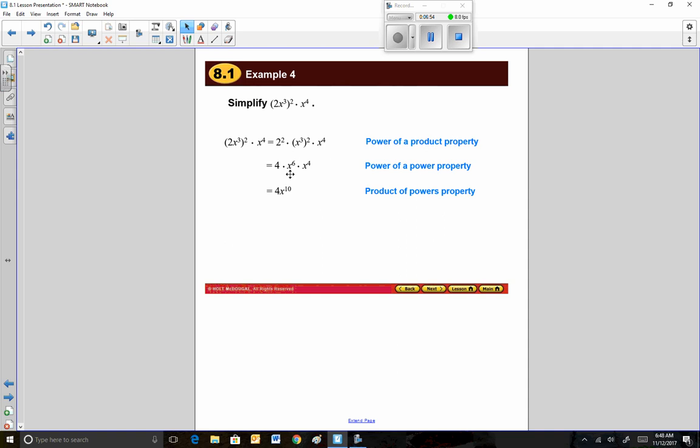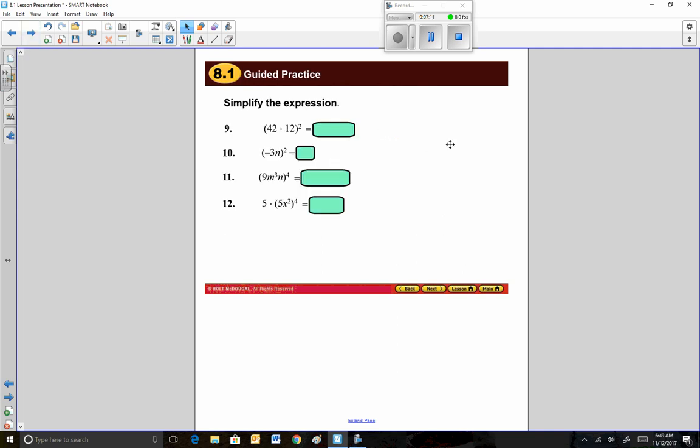Now, look at this. These two bases are the same. They're both x's. Since they're both x's, we're going to go ahead and just add our exponents and put it all as one term. So we have x to the 10th power because 6 plus 4 is 10. That is your final answer for that one. All right. I would like you guys to pause your video and try each one of these questions.